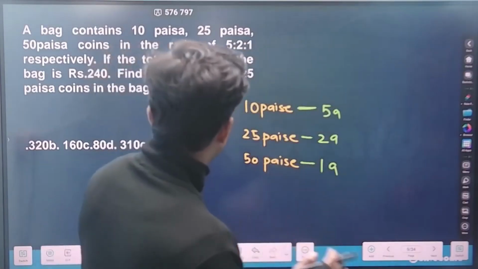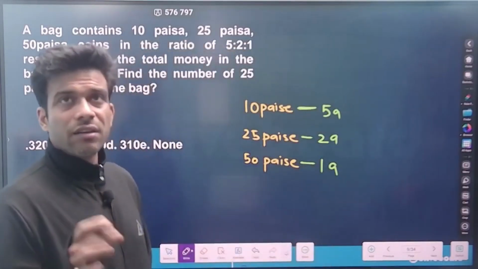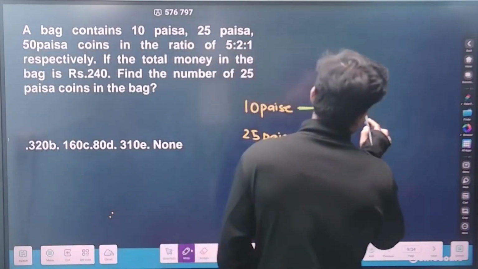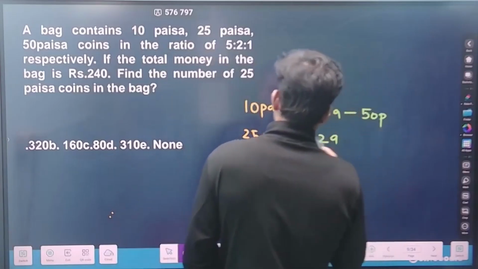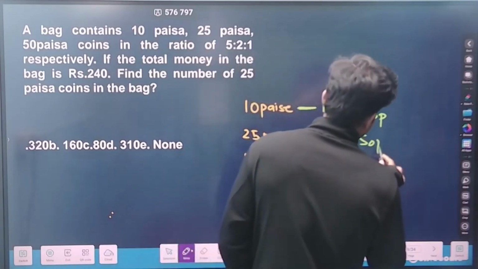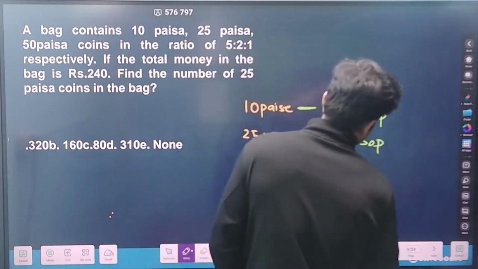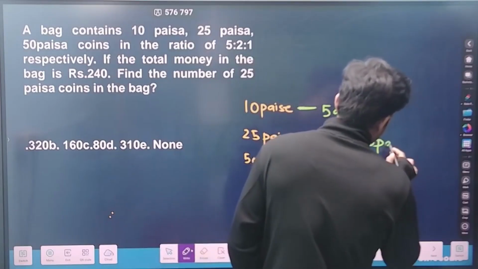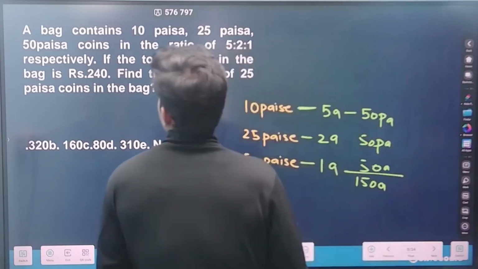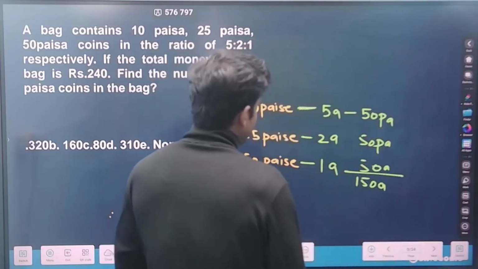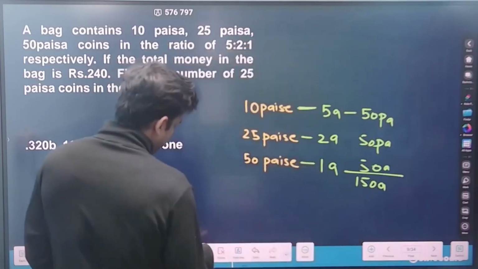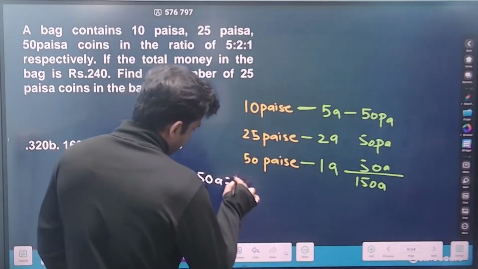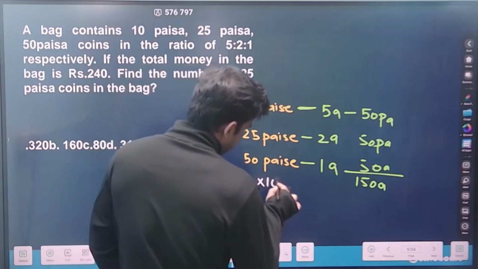Can I convert this whole thing into paise? Yes, you can convert. This is basically 50 paise, this is basically 50 paise, and this is basically 50 paise. So in total I'm having 150A. But they're having 240 rupees. So can I say that 150A is equal to 240 multiplied by 100?